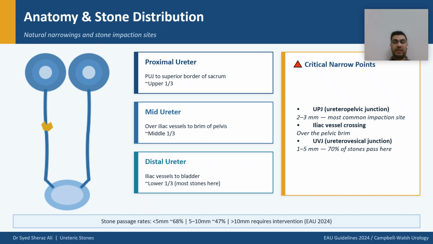At the bottom of the slide, you can see a critical summary of stone passage rates by size. Stones smaller than 5 mm pass spontaneously in about 68% of cases. Stones between 5 and 10 mm pass in about 47%, and stones larger than 10 mm almost universally require intervention. These figures directly guide our management algorithm.